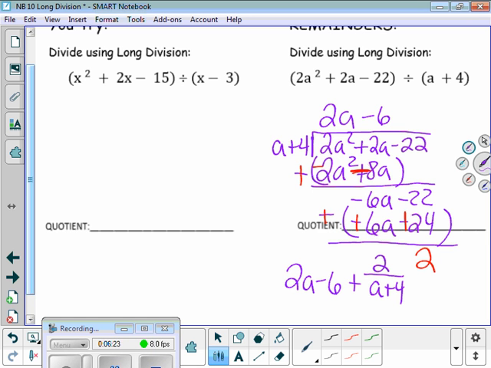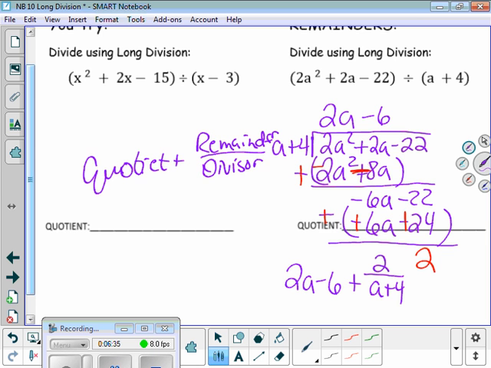So we're going to put quotient plus remainder over our divisor. We okay with that? So if you had a negative remainder, instead of putting a plus sign out here, you could put a minus sign. Where did I get the a plus 4 from? The divisor. Whatever you're dividing by is what goes in the denominator of your remainder. Okay?